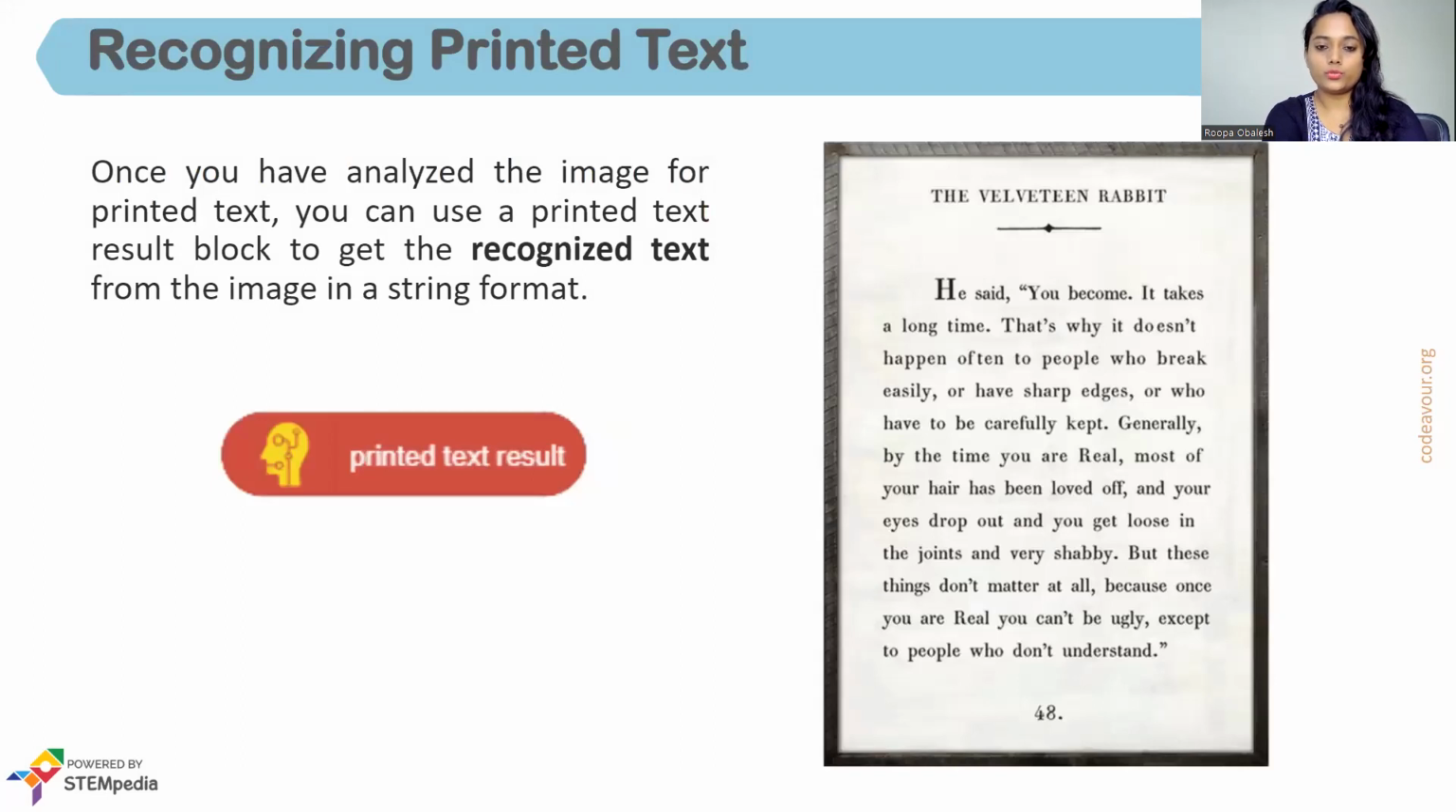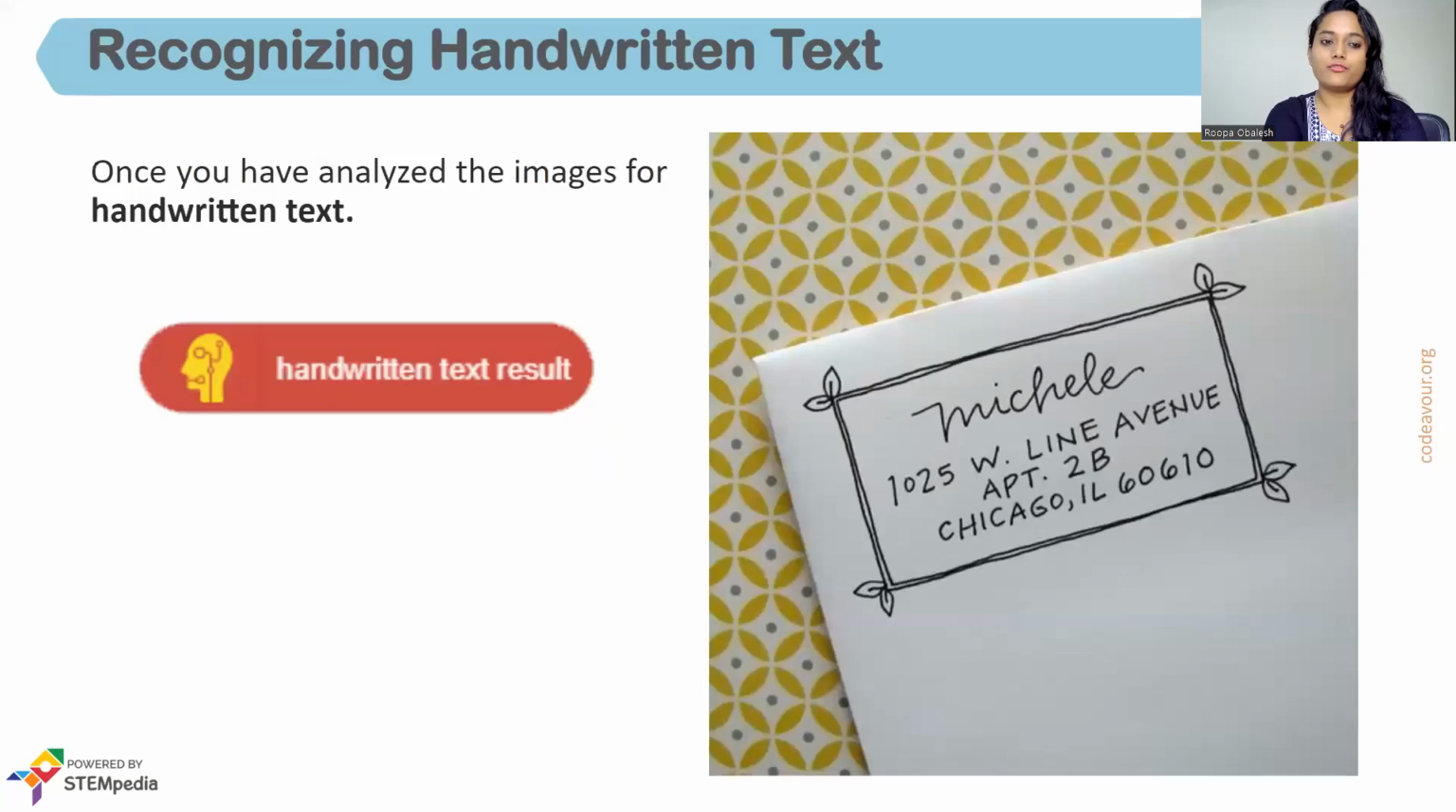Okay, so recognizing printed text. Whenever you want to recognize printed text, you will be using the printed text result block. Once you have analyzed the image for printed text, you can use the printed text result block to get the recognized result from the image in a string format.